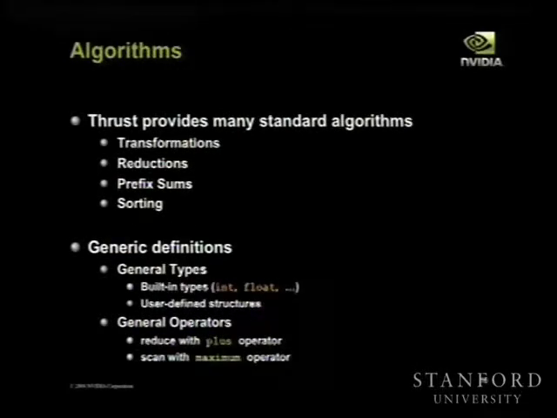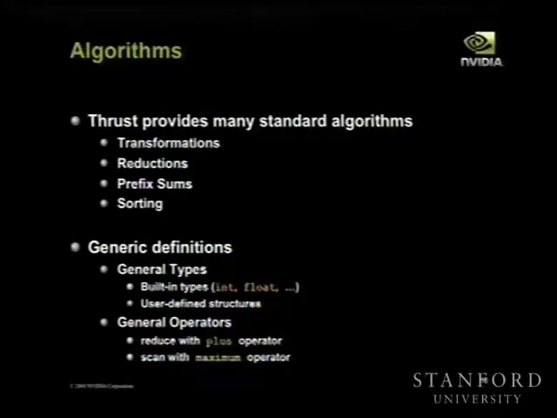Okay, so Thrust has a lot of different algorithms. I've only shown a few, but it has lots of transformations, so applying a function to a vector, your kind of map operations. It does reductions, prefix sums, stream compaction, sorting. It does sorting based on, say, keys and values also, which is a useful feature.